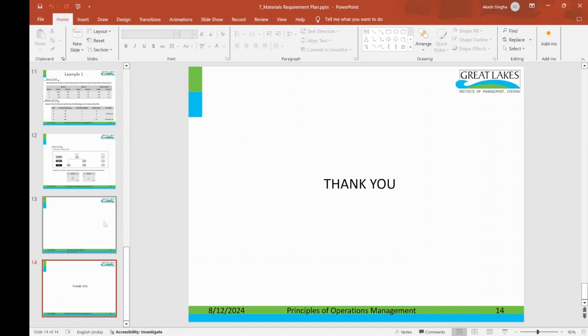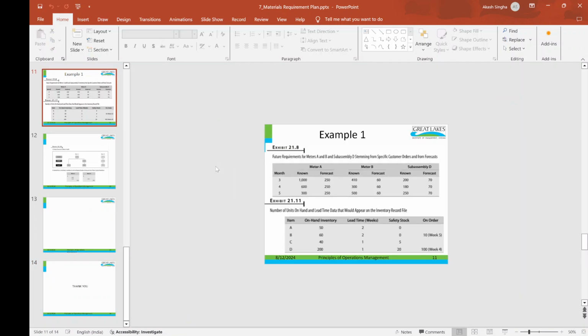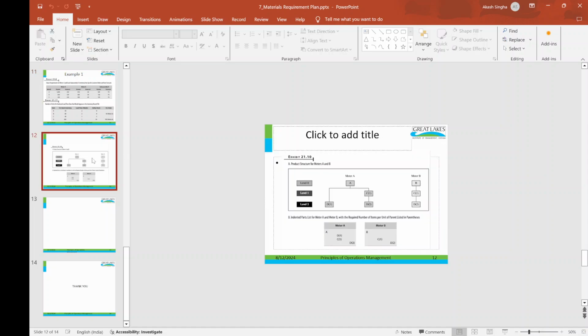Okay. So the problem was this one, example one, where demand for meter A, B, and D is given, sub-assembly D, and on hand inventory, lead time, safety stocks, these things are given. And what are the scheduled orders? And this product structure is given where A needs D1 and then A needs C1. And every C1 needs 2 units of D, and B needs 1 C, which needs 2 units of D.